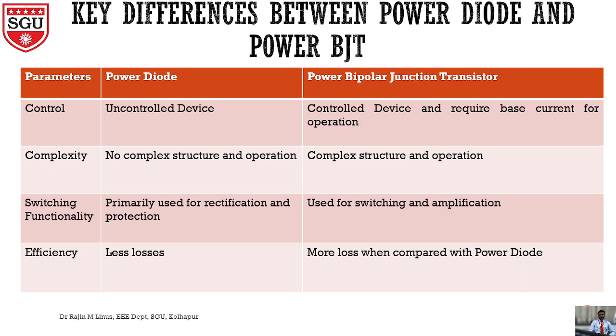Switching functionality: the power diode is primarily used for rectification and protection. The power bipolar junction transistor is used for switching and amplification. Efficiency-wise, power loss is less in the power diode. In the power bipolar junction transistor, power loss is more when compared with the power diode. That's why efficiency is less when compared with the power diode. With this, we can conclude the comparison between power diode and power BJT.